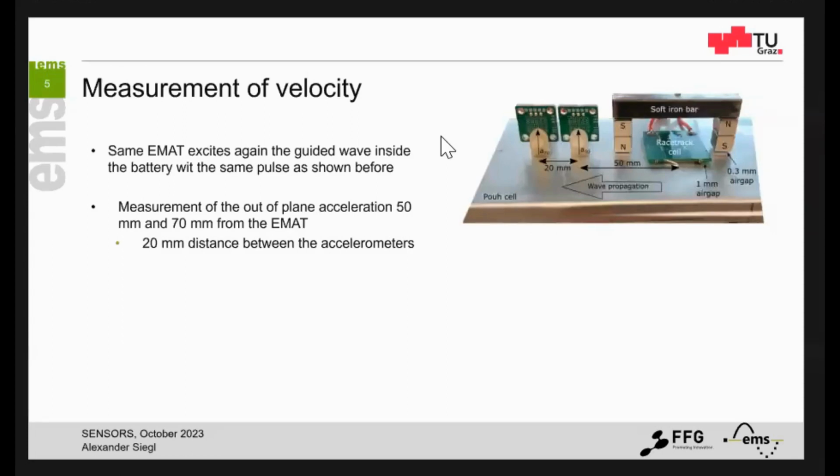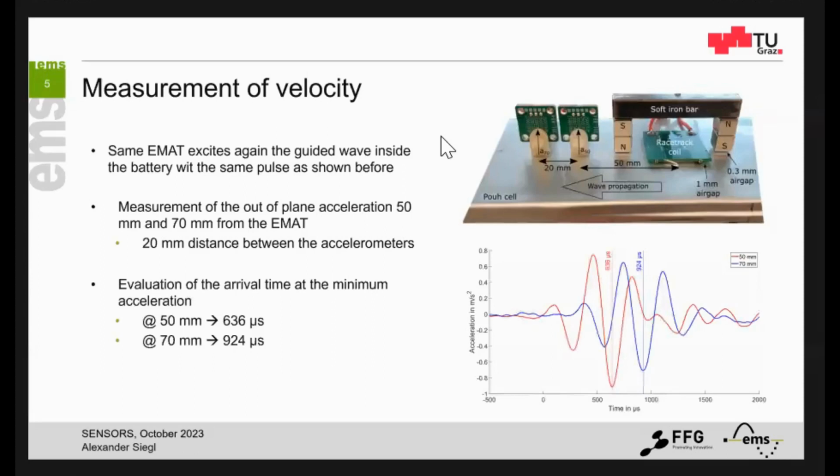And when we now excite the wave, and the wave propagates to the battery, again here from right to left, we of course receive two signals. In red, we can see the signal from the accelerometer at the 50 millimeter position. So we can evaluate its time of flight, let's say at the minimum here. And the wave then travels on, and after a certain time delay, we end up here on the second minimum.